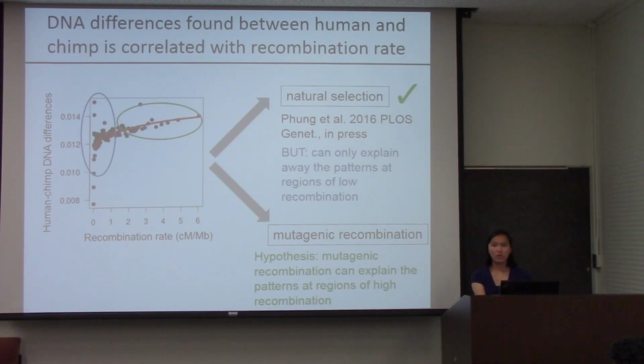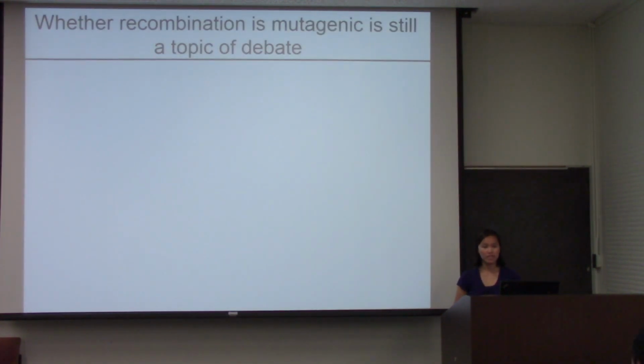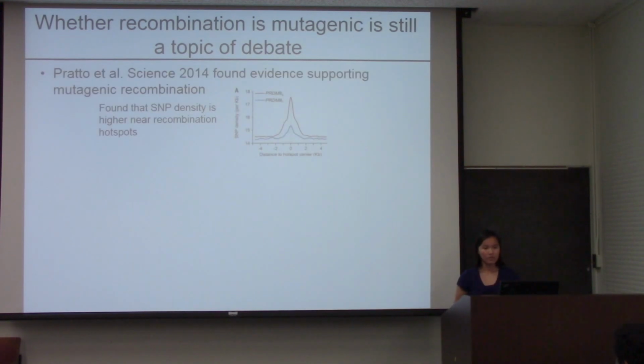The question of whether recombination is mutagenic is not new at all. There are other researchers in the field who have been working on this for a number of decades, but what they found is rather conflicting. There's a paper in 2014 that found that SNP density is elevated at regions of high recombination, and this is consistent with the hypothesis that recombination could be mutagenic.